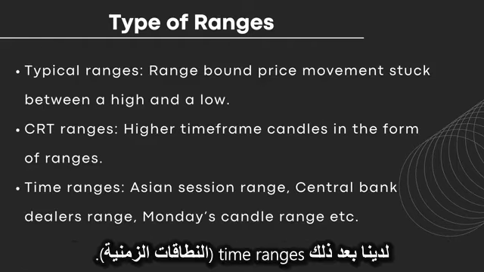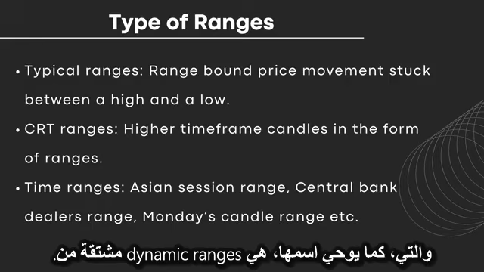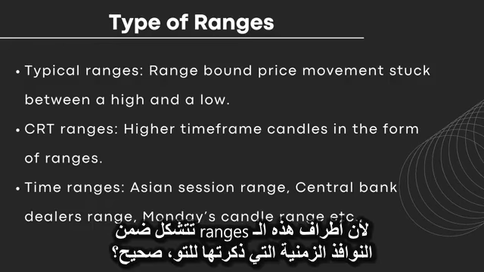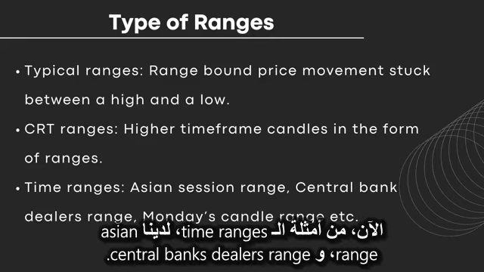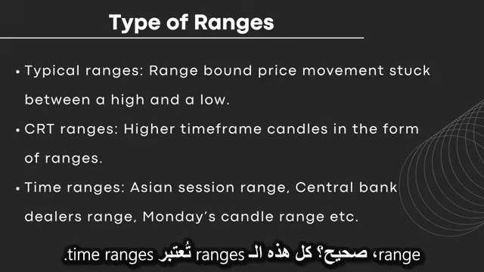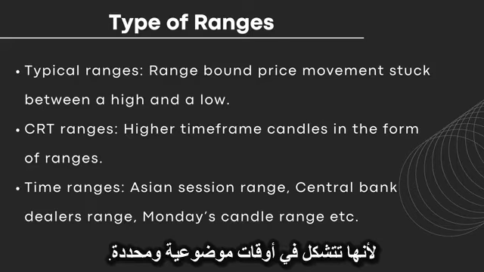So then we've got the time ranges, which just as the name suggests are dynamic ranges derived from certain particular times of the day or times of the week, right? They're time dependent and they're objective because the extremes of such ranges are found within the time windows I've just mentioned. Now examples of time ranges are the Asian session range, the central banks dealers range, and even the Monday's candle CRT or range, right? All of these ranges are deemed as time ranges because they are formed at specific objective times, right?